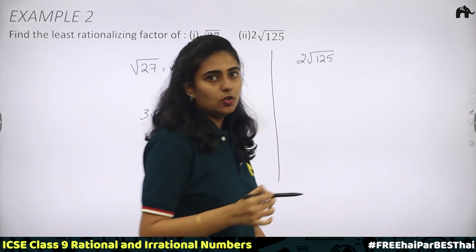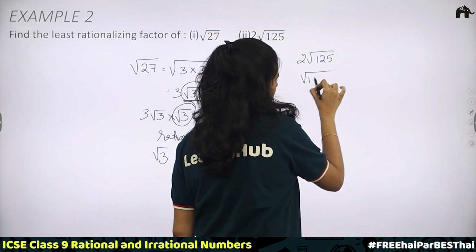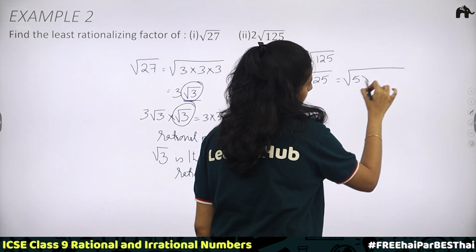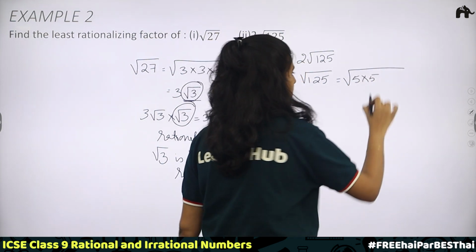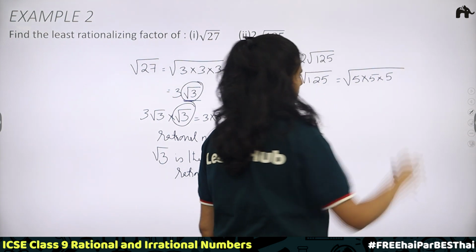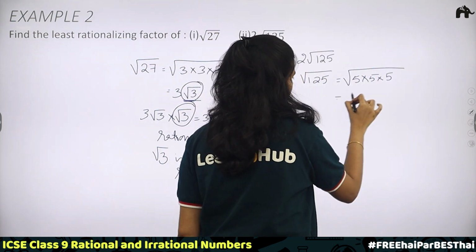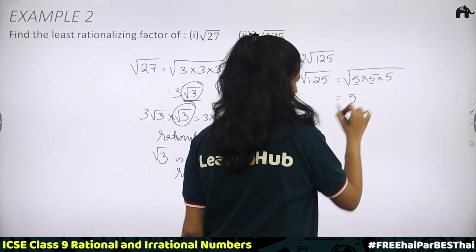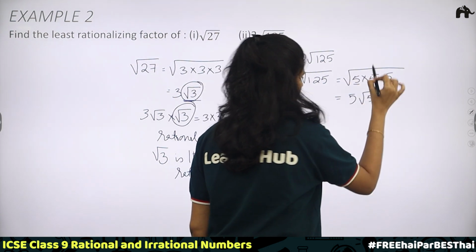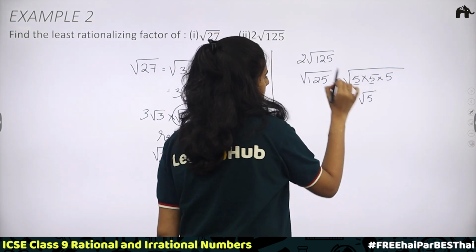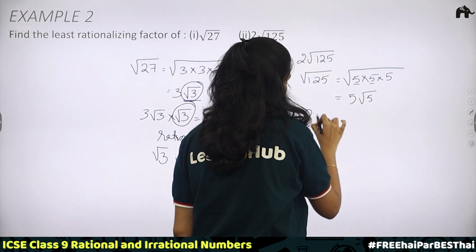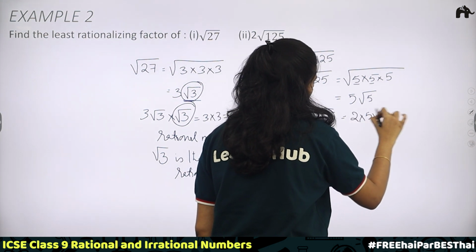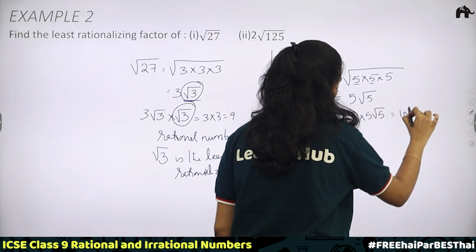So next one, 2 root 125. Root 125 can be written as root of 5 into 5 is 25, 25 into 5 is 125. From these two 5s we can take a 5 out. Inside the root you will be having a 5. So here we have 2 root 125, which is equal to 2 into 5 root 5, that is 10 root 5.